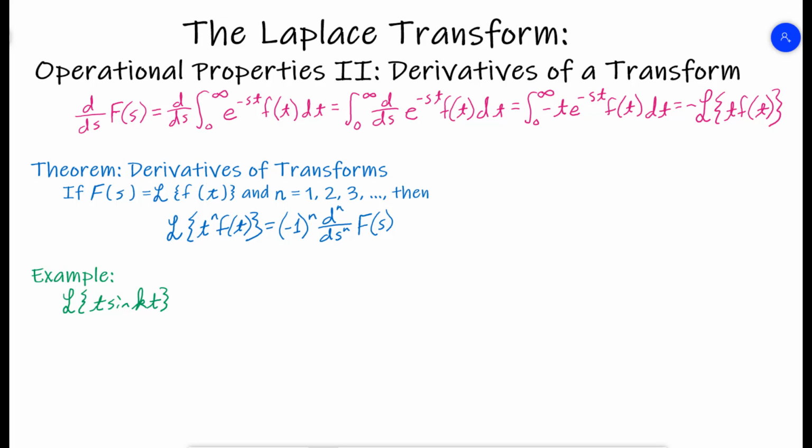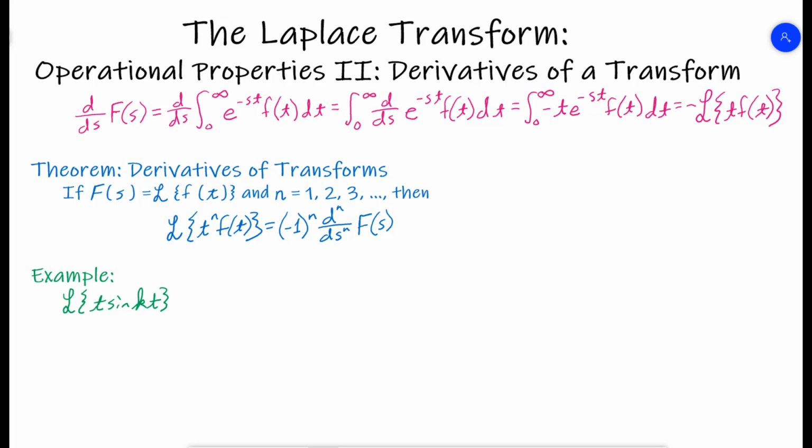So taking the derivative with respect to s of e to the negative st f of t dt results in us having negative t e to the negative st f of t dt to take the integral of. Well, this is just the Laplace transform of negative t f of t, and we can pull the negative out front, so it's really the negative Laplace transform of t f of t. Well, this gives us insight into the idea of being able to take the Laplace transform when we have powers of t multiplied by some function of t.